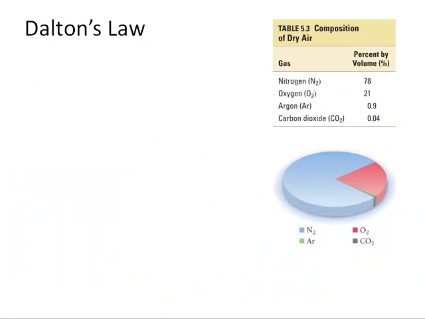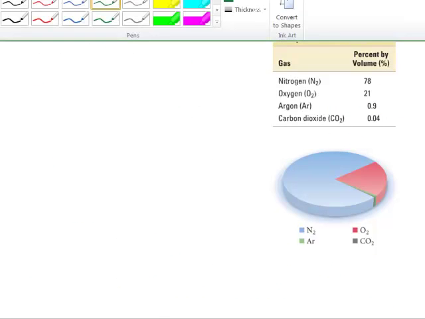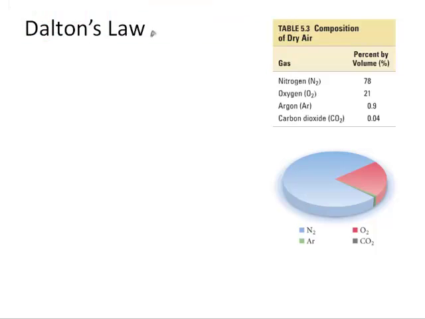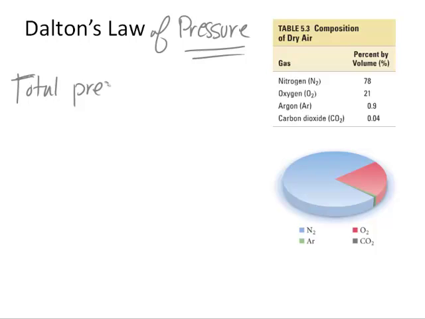Okay, so the next law we can discuss is Dalton's law of partial pressures. This is a very simple, intuitive law, but it has a lot of ramifications about mixtures of gases. Now the law of partial pressures, all it says is that the total pressure is the sum of the individual partial pressures, or the sum of the partial pressures of the individual components.